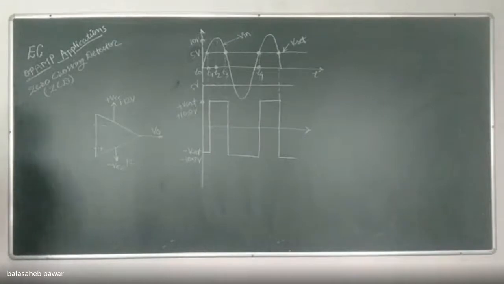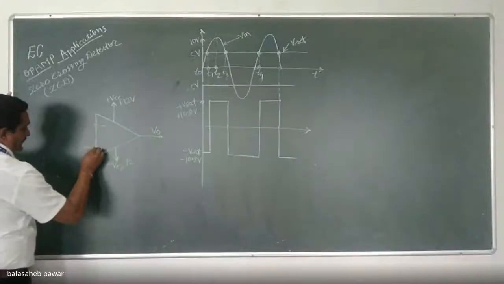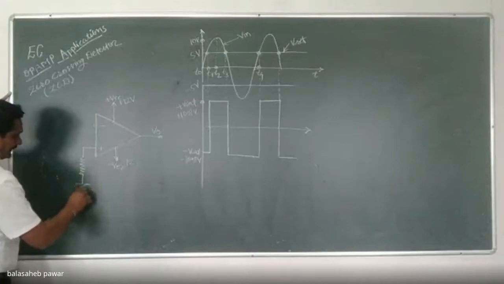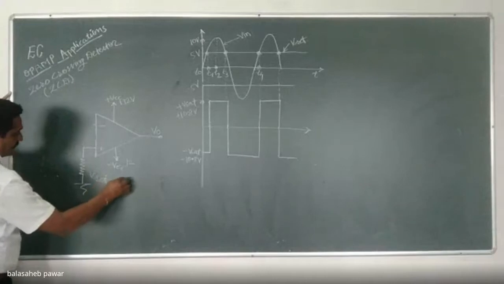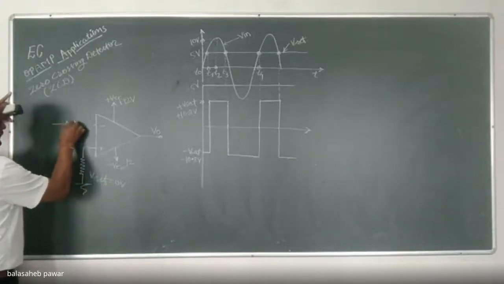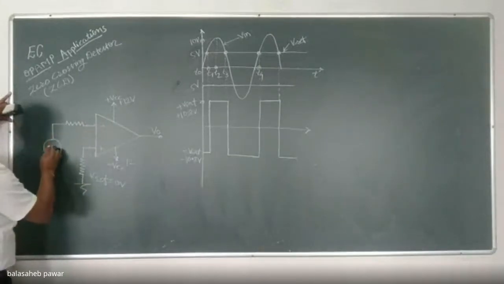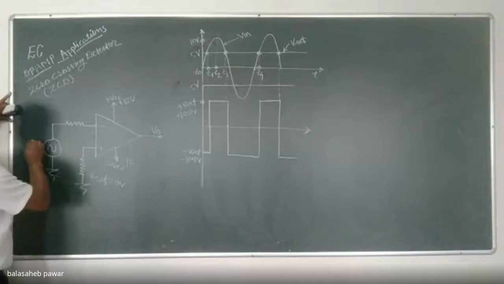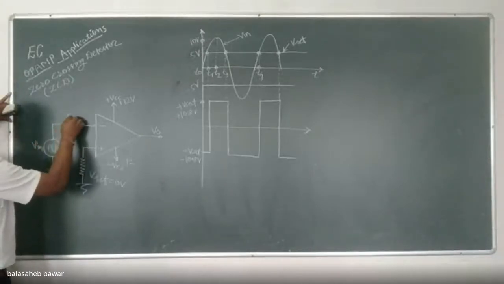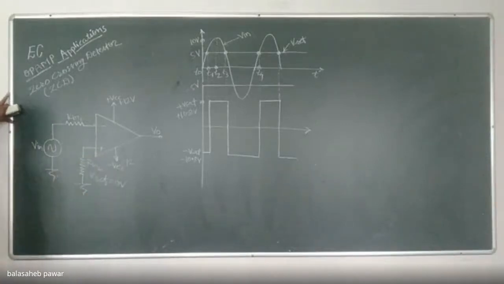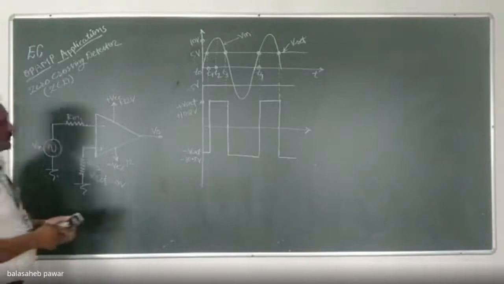So in zero crossing detector, that reference voltage generally it is considered at 0 volt, which is connected, suppose, to the non-inverting terminal. So this is my V reference, which is equals to 0 volts, and that input it is applied to the inverting terminal as shown. This is my V in. Okay. So why it is known as zero crossing detector?